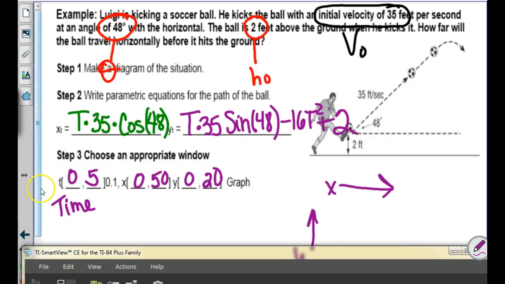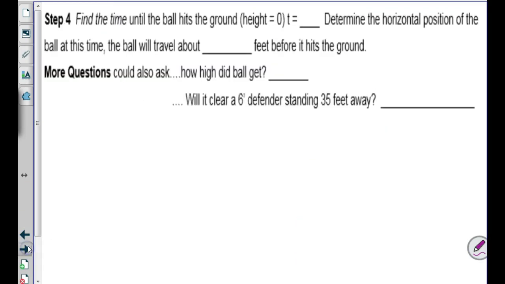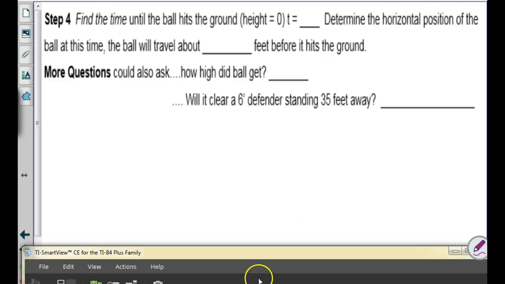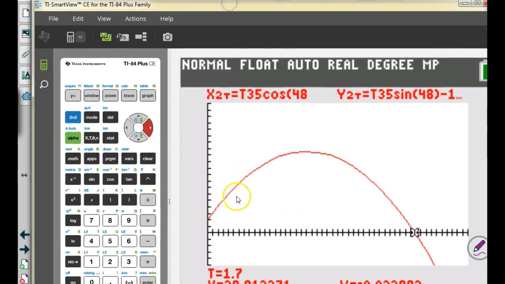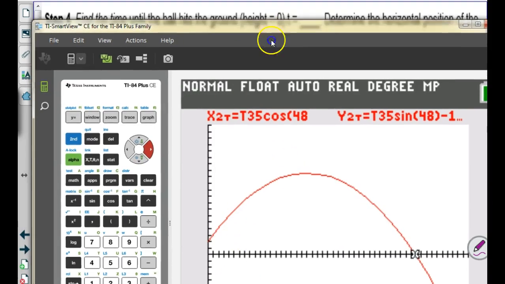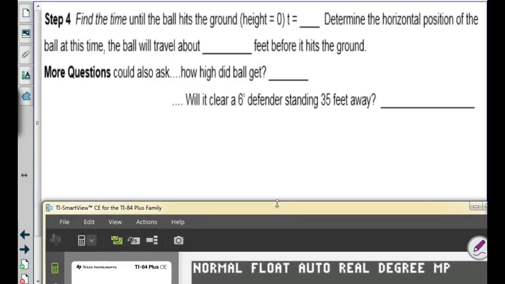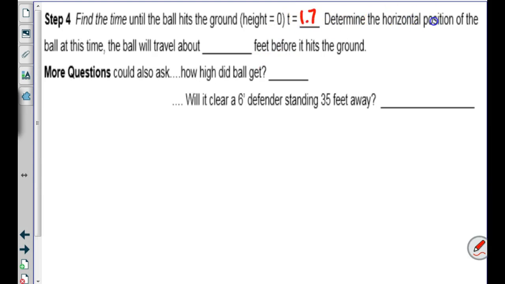What else does it ask? What time did that happen at, guys? Yes, it happens at about t equals 1.7. All right, so it says at t equals 1.7, the horizontal position of the ball was about 39.8 feet that it traveled before it hit the ground.